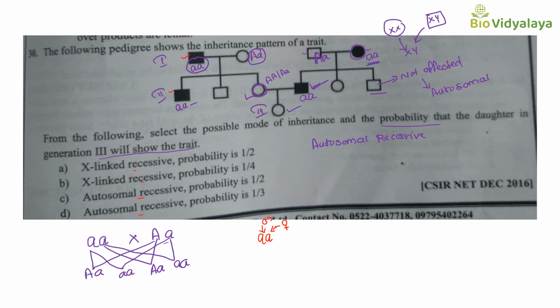This mother is unaffected. How many are unaffected here? This is unaffected and this is also unaffected, so 2 are unaffected. Out of these 2, how many are heterozygous? Both, so 2. 2 by 2 is equal to 1. So 1 is the probability that this mother is heterozygous. Probability is 1.